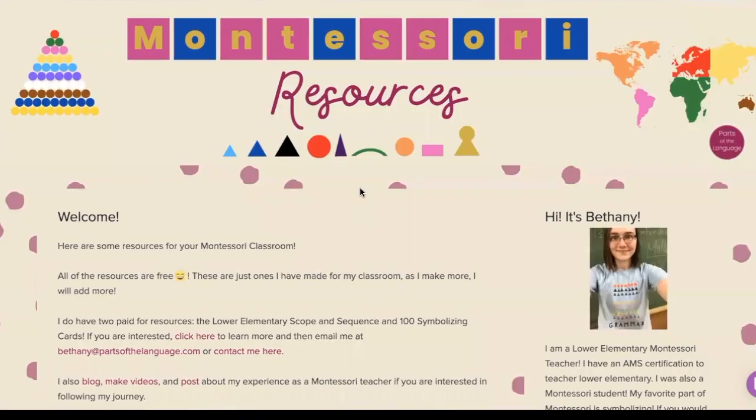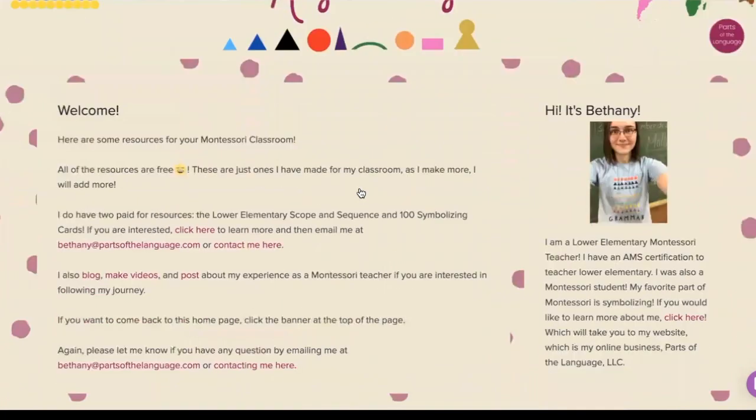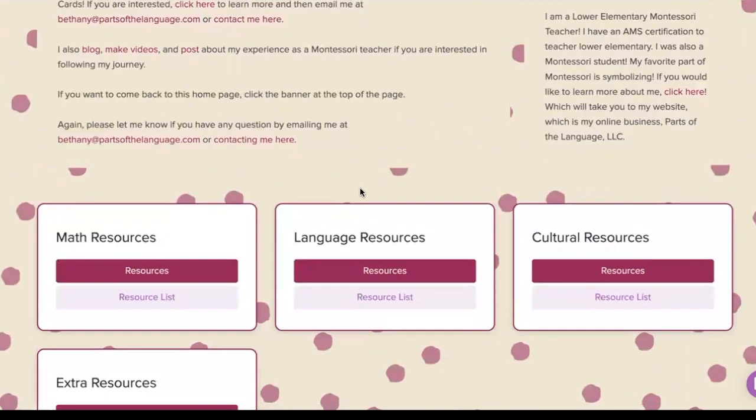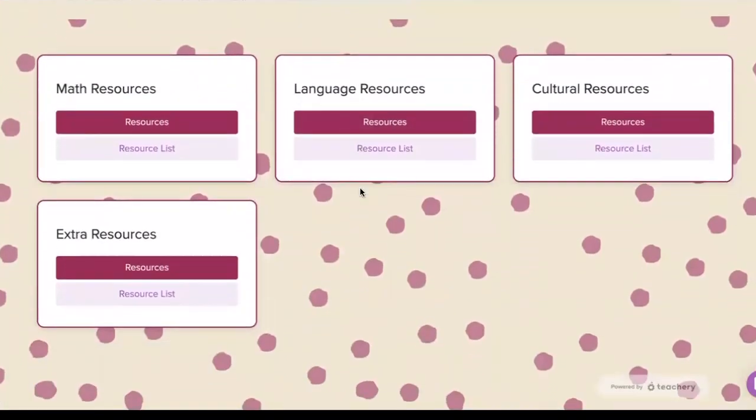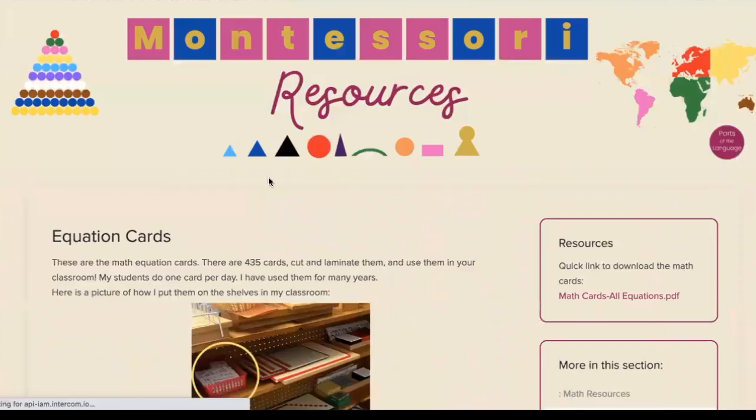Okay, so I have created a resource hub for Montessori, whether you're a teacher or you're teaching it to your kids at home. And I am a lower elementary teacher, so most of this is for lower elementary, but it can also be used for the 3 to 6 as well. So the first thing I'll show you is the equation cards.